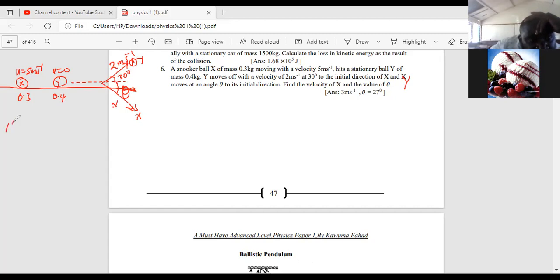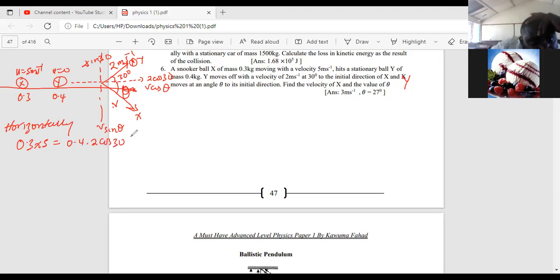So momentum before horizontally, you'll have 0.3 times 5 is equal to the result of 2 to the horizontal, you get 2 cos 30. To the vertical, you shall get 2 sin 30. Whereas this one, we shall have V sin theta, then V cos theta. So horizontally, we shall have 0.4 times 2 cos of 30 plus 0.3 times the V cos of theta.